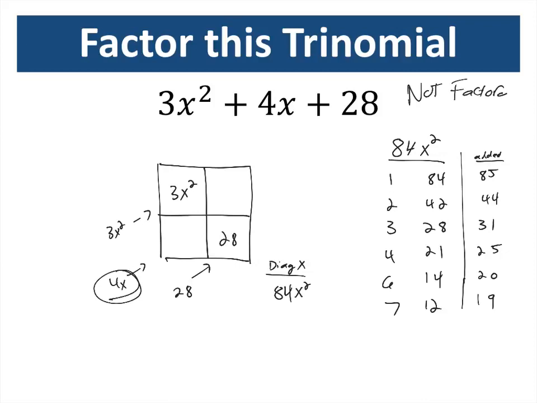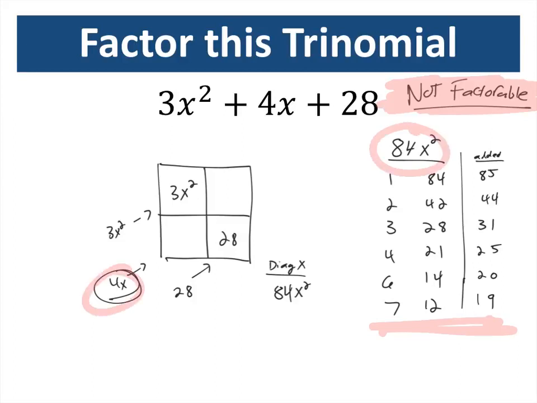And I know that it's not factorable because when I look through all of the possible combinations of things that multiply to 84, none of them add together to be that 4x that I want. So this is not factorable, and I'm going to highlight that because I think it's quite important that we recognize that sometimes we're not capable of doing this process. And we know that when we cannot find anything that multiplies to 84 that adds to 4x. So that's your justification if you need to provide some justification.